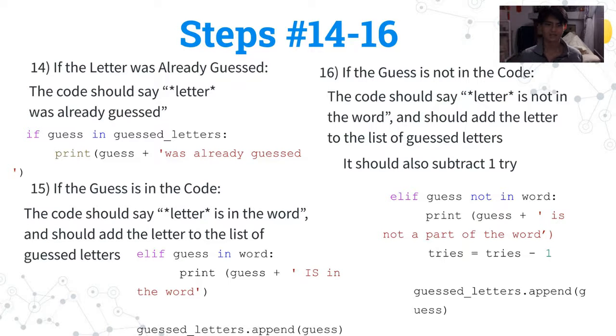Next, if the guess is not in the word, we're going to have another elif saying elif guess not in word. We're going to print the statement guess plus is not a part of the word. And we're going to subtract 1 from our tries variable, which, if you remember, when it hits 0, the game will end. Then after that, we're going to append the guess onto the guessed_letters list.